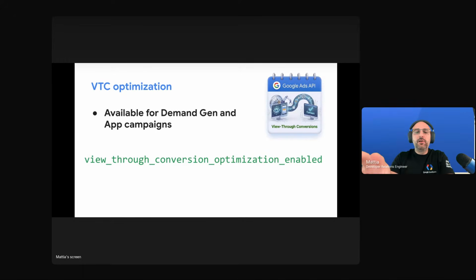So it's not an immediate conversion, but it's a conversion that happens at a later time. And we have some AI magic that basically optimizes your ads for this, and you can now enable that through the API. This is done by setting the campaign field view through conversion optimization enabled flag to true. It's not set to true by default, but you can set it now via the API.